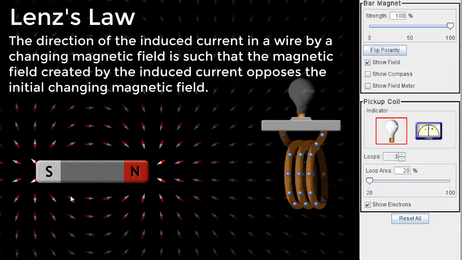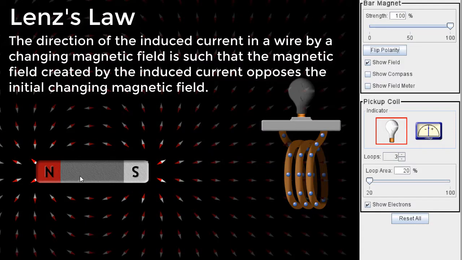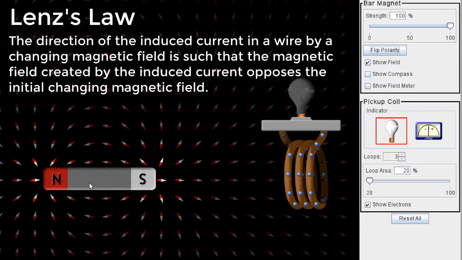So one way I like to think about Lenz's law is that electrons just don't like changing magnetic fields. They would like everything to stay the same, and so when you try to change a magnetic field, they will act in such a way as to prevent that change. And there we have it. That is how you predict the direction of the current in a coil due to a changing magnetic field.